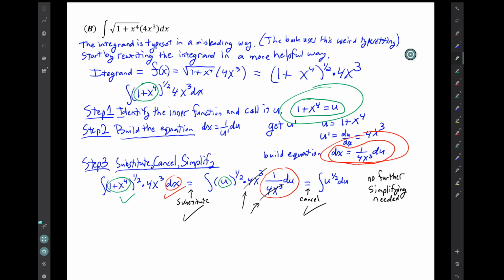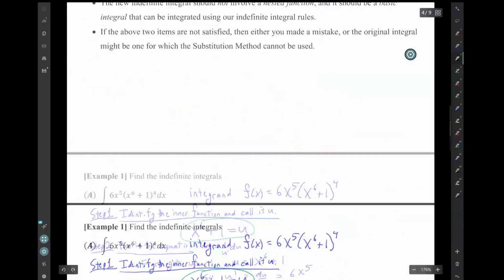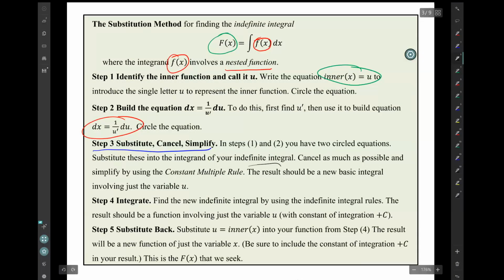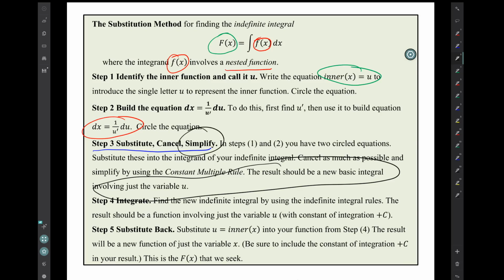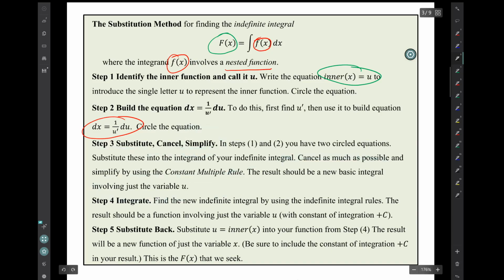And then we had no further simplifying because you can see our result is a basic integral involving just u and no x's. The result of step 3 is a new basic integral involving just the variable u. And again, we didn't have any simplifying to do because in the examples for today and in your homework corresponding to this video, there won't be any more simplifying to do after you do the cancellation step. So our next step is to integrate.